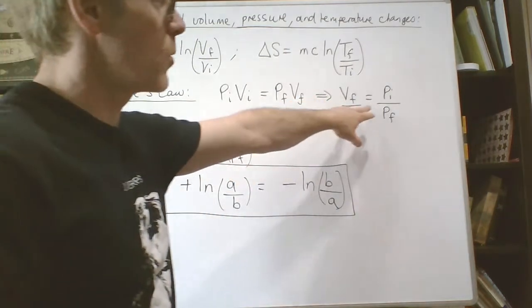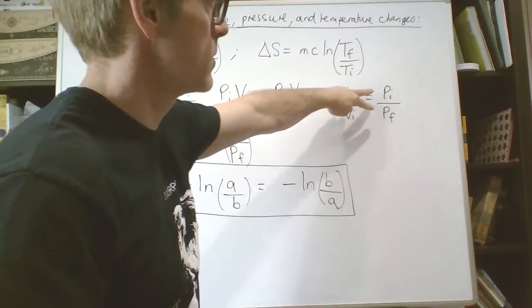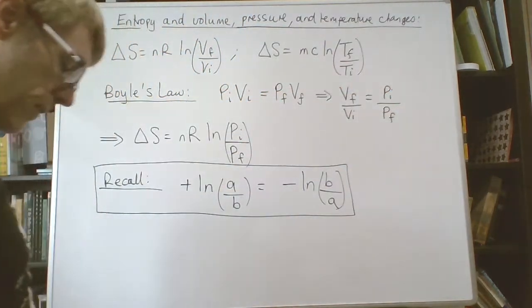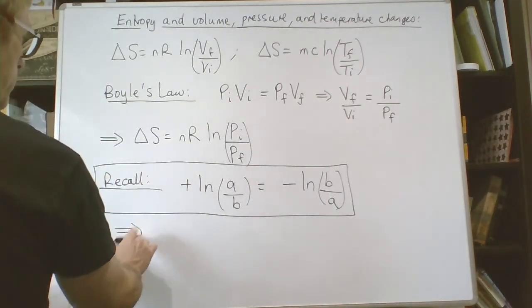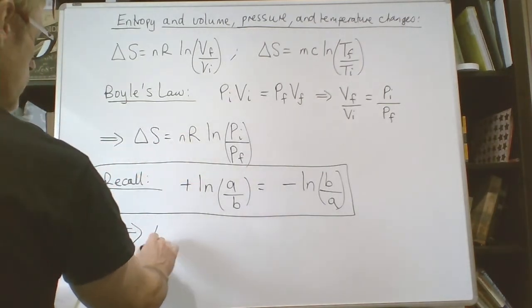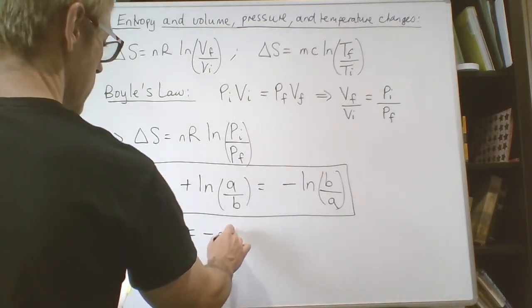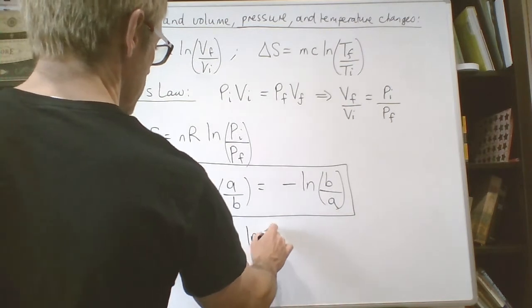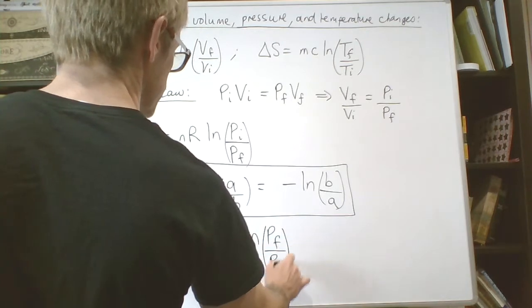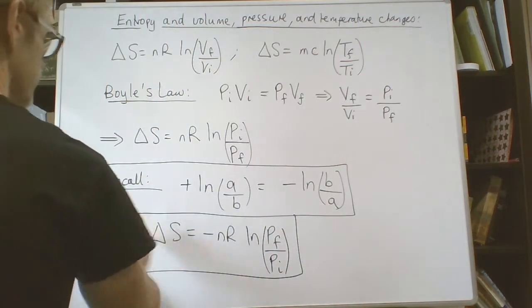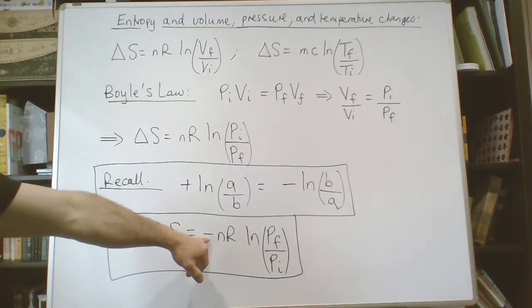Well, that's exactly what has happened here. We've taken an argument, final over initial, but now we've flipped it, initial over final. So we need to rewrite this, but we're going to change the positive sign to a negative sign. So delta S is minus nR log final over initial pressure. So this is our third equation, and it's the only one with a negative sign here.